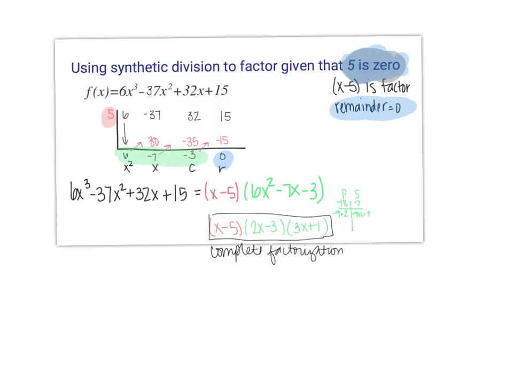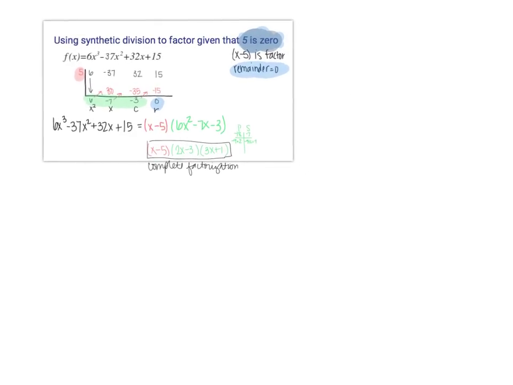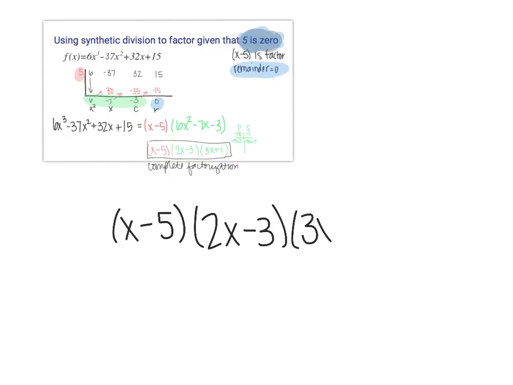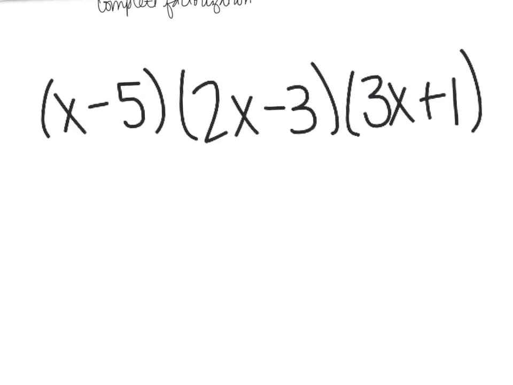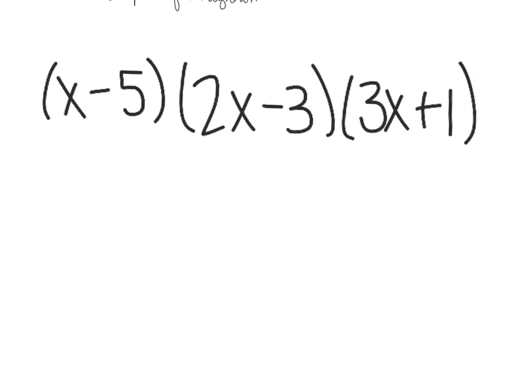Well, okay, what is that? Like, how do we prove that? How do we justify, how do we verify that that's the correct answer? Well, we work the other direction. We take our answer, x minus 5 times 2x minus 3 times 3x plus 1, and we FOIL it, and we do a lot of multiplying, and we see if we get what we started with. It's the only way to check to see if the factorization really is what we say it should be.